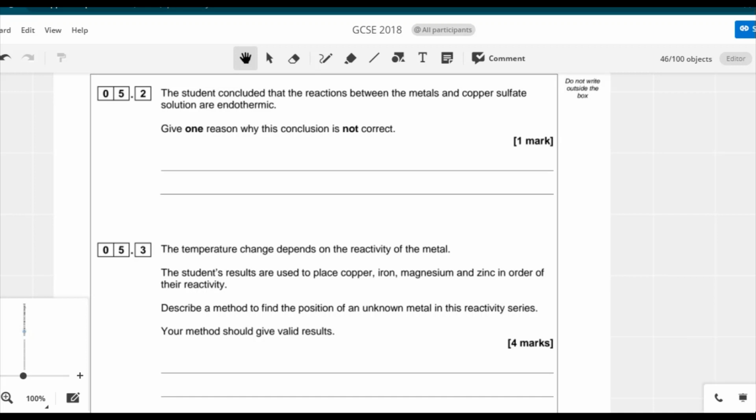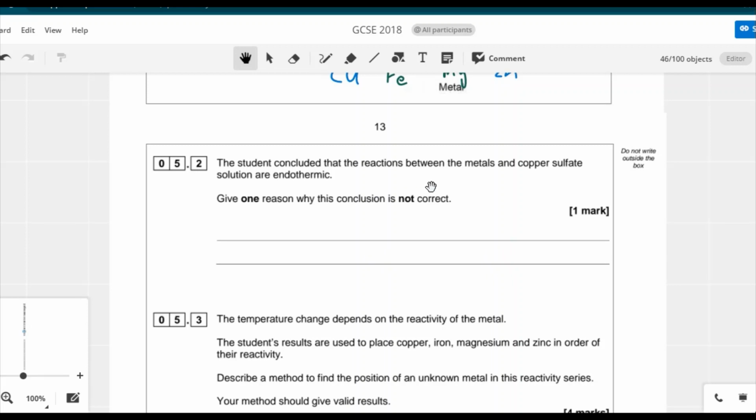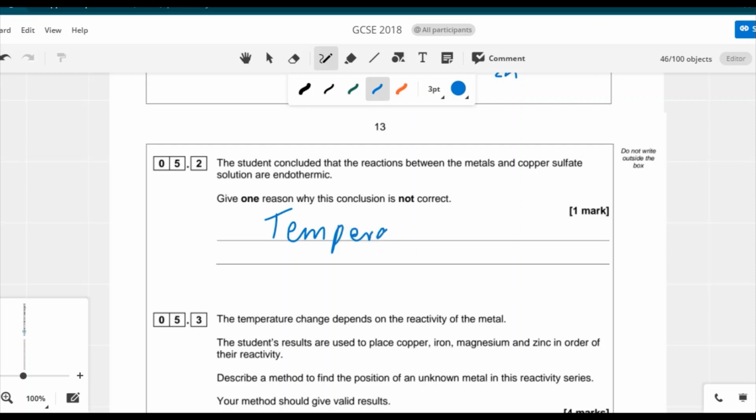Okay, 5.2. The student concluded that the reaction between the metal and copper sulfate solutions are endothermic. Give one reason why this conclusion is not correct. Because during this reaction the temperature increases, so that's why that conclusion is not correct. So here, because the temperature increases.